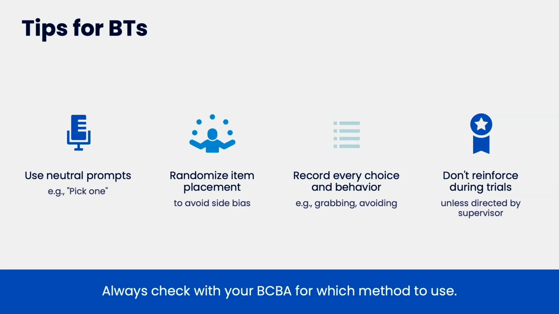Use neutral prompts, like pick one. Make sure you're not thinking it's this one, so you're kind of angling for that, and you might be giving cues to pick that. You're going to mess them up. Randomize the item placement. When doing paired choice or multiple stimulus, always randomize. Record every behavior and choice, and don't reinforce during trial.